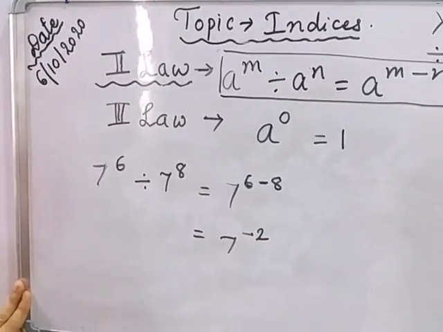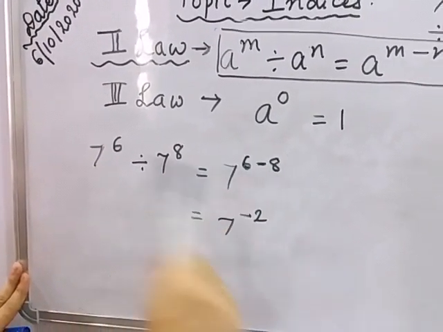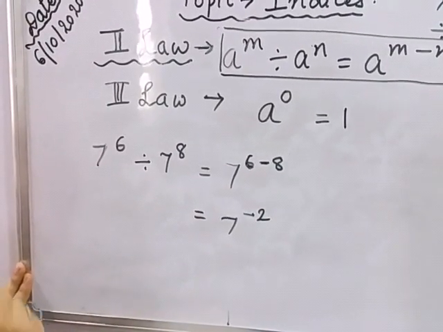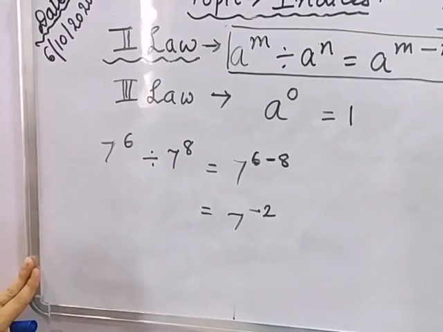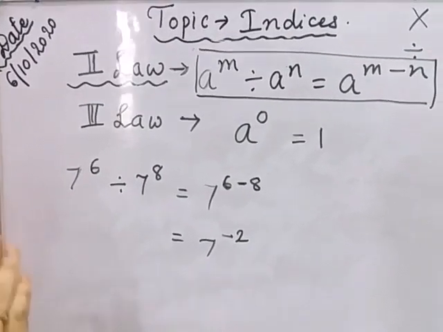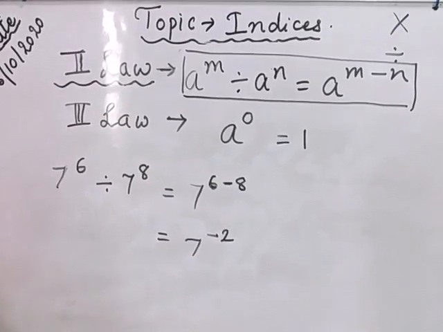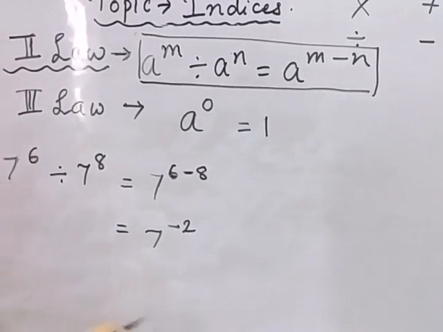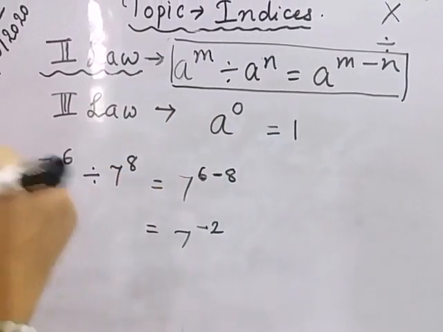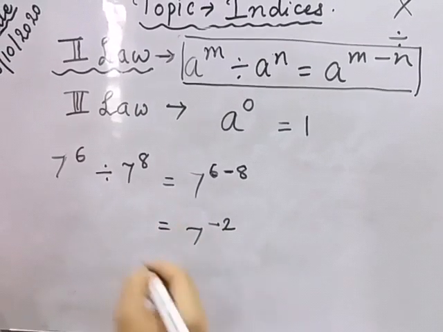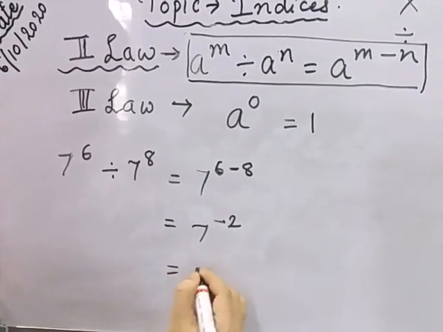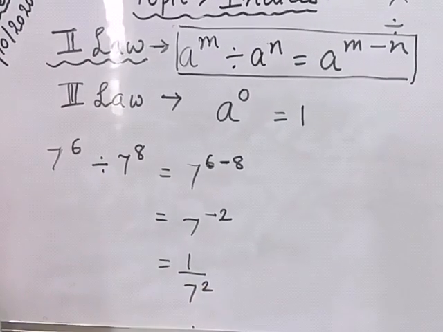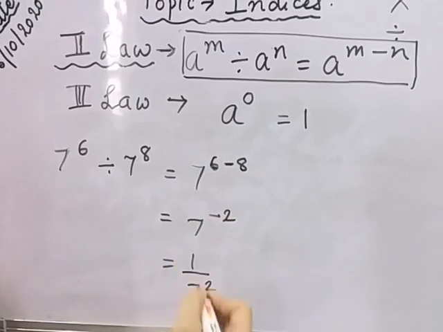Here most of the students make a mistake: we directly write 2 over here, but 8 is the larger number, so you are going to get the answer negative 2. But student, I told you many times that there is no possibility that the index will be a negative number. It shall be positive. So when we need the index to be positive, we will shift this to the denominator. Now it is in the numerator, we have to shift it to the denominator. How will we shift it? 1 upon 7 squared. So when we shift it to the denominator, the negative goes to positive.